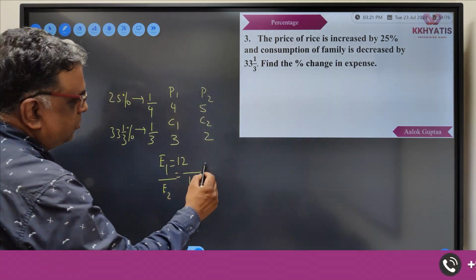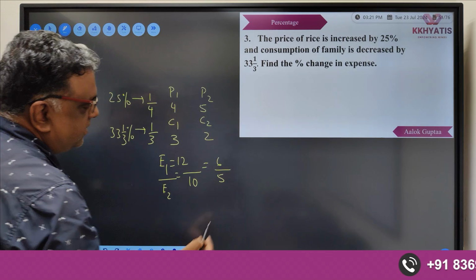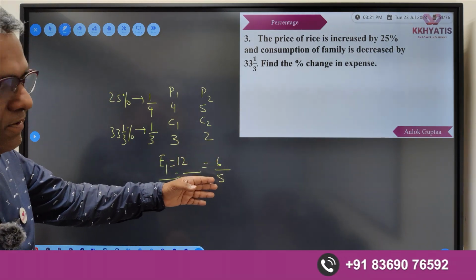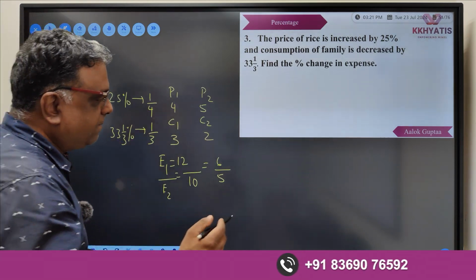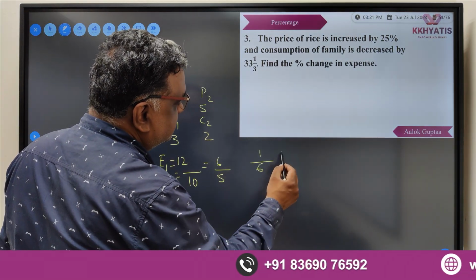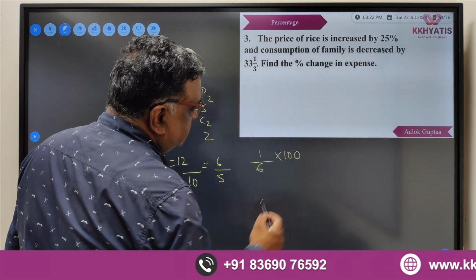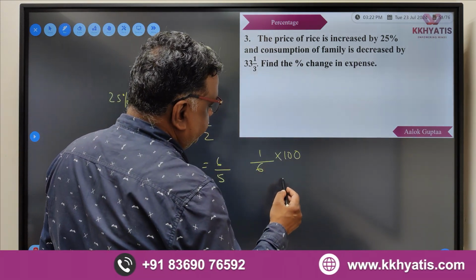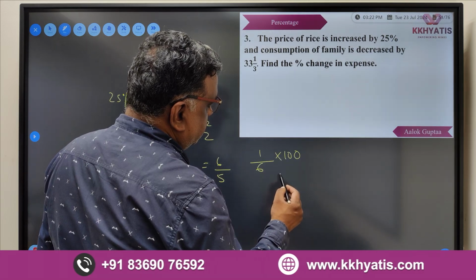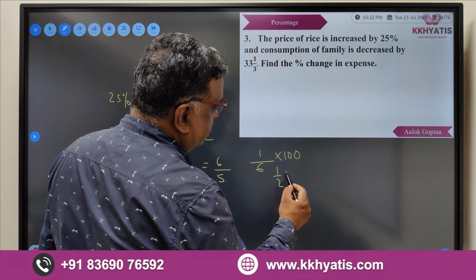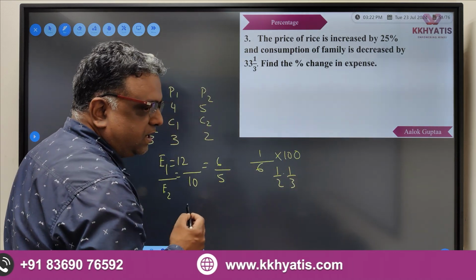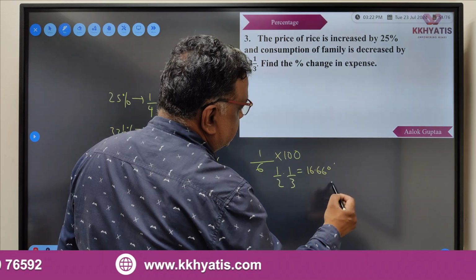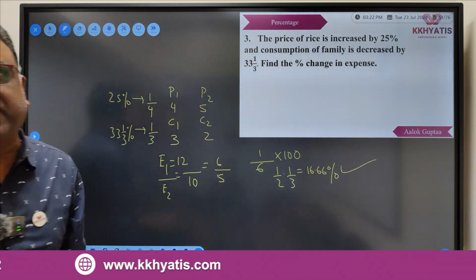So E1 upon E2 is 6 upon 5, which means my expense earlier was 6, now it became 5. It reduced by 1 over how much? Over 6. So how much decrease? I can write this as half of 1 by 3, correct? Half of 1 by 3 is 1 by 6, which is 16.66%. That is the answer. Okay.